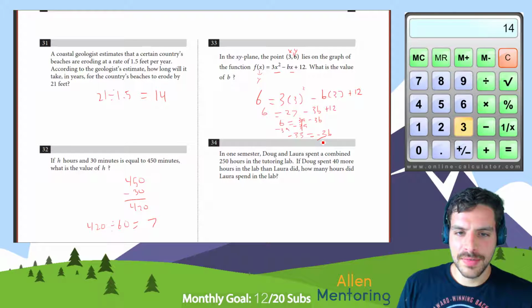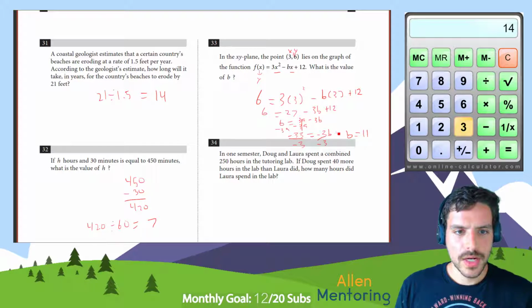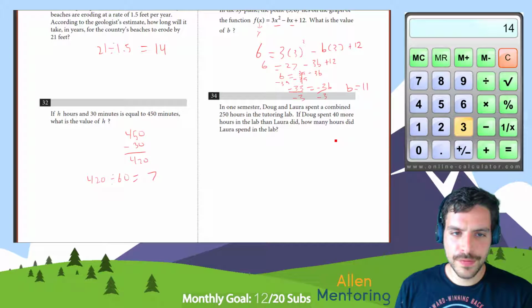Last step is we want to divide by negative 3 on both sides. And so we get b is equal to positive 11. All right, 34. Only 5 problems left.